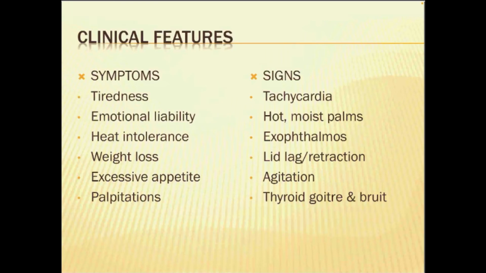Coming to the signs we can see in a patient with hyperthyroidism, tachycardia will be present, while the palm will be hot and moist. Because of increased basal metabolism, the body temperature will be high. To compensate for the body temperature, there will be excessive sweating. That is why the patient's palm will be hot and moist. Other eye signs will be present, like exophthalmos, lid lag and retraction.